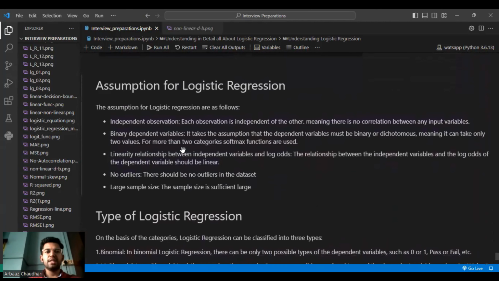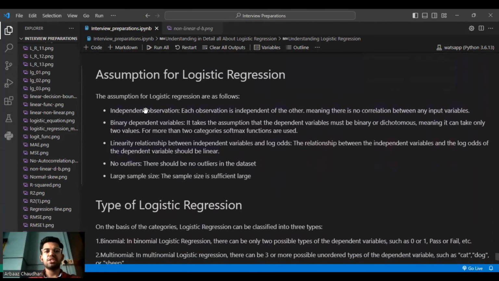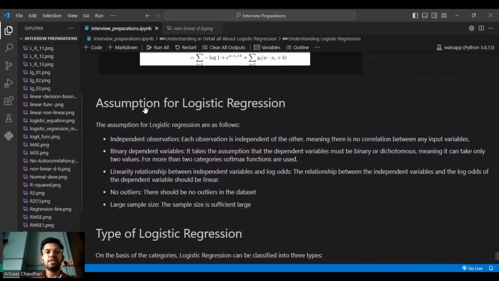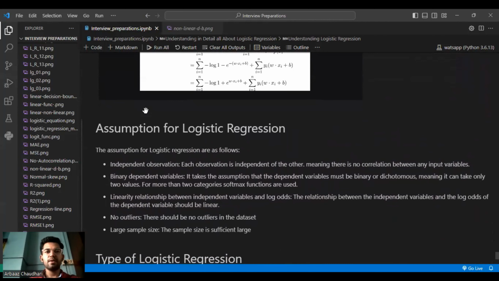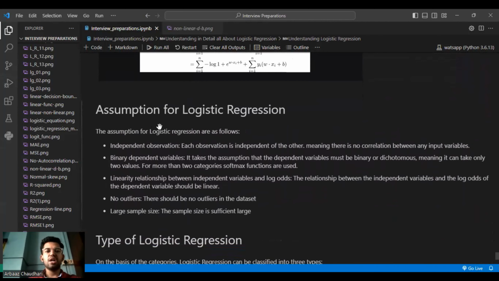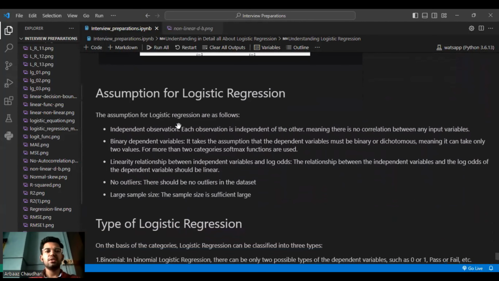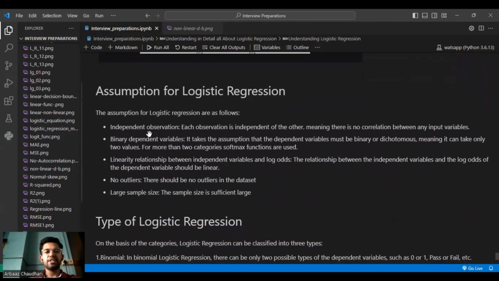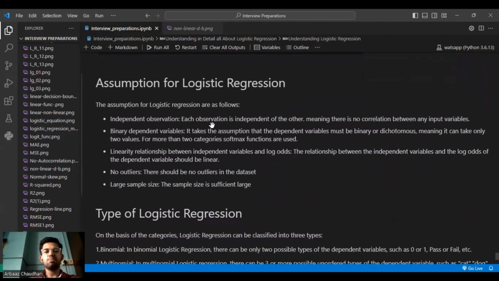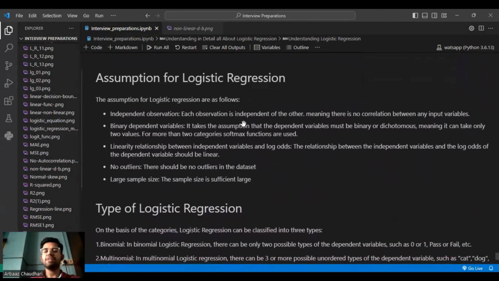So let's see the assumptions of logistic regression. What are the assumptions? The assumptions for logistic regression are as follows: independent variables. Each observation is independent of the other, meaning there is no correlation between any independent variables.